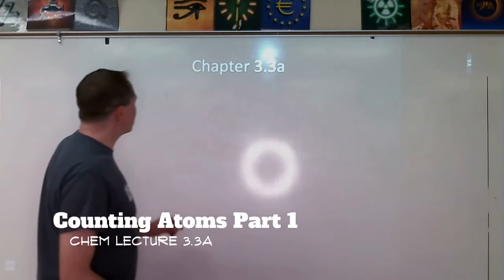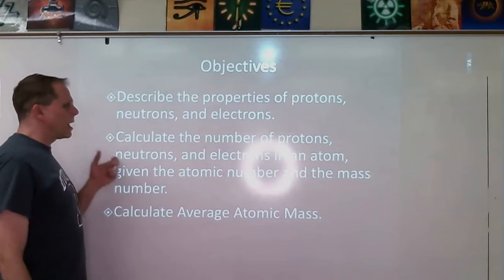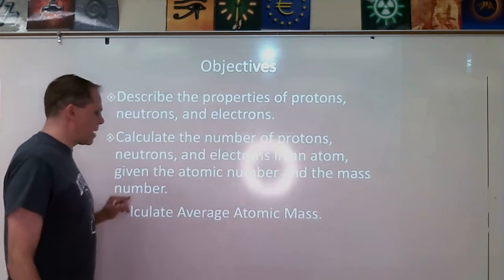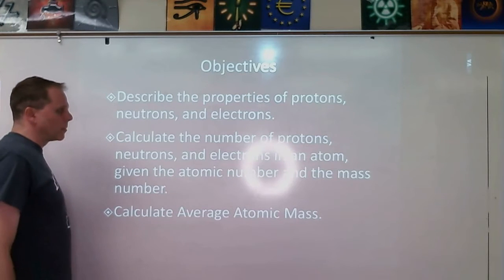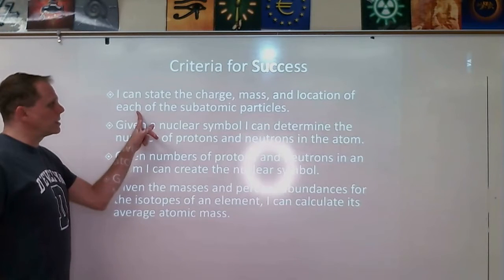So here are our objectives for today. Describe properties of protons, neutrons, and electrons. Calculate the number of protons, neutrons, and electrons in atoms given the atomic number and its mass number, and then calculate average atomic mass. So by the end of the day, you should be able to meet these criteria for success.